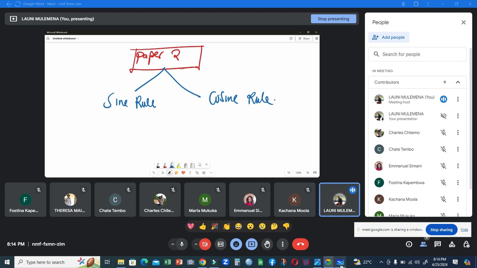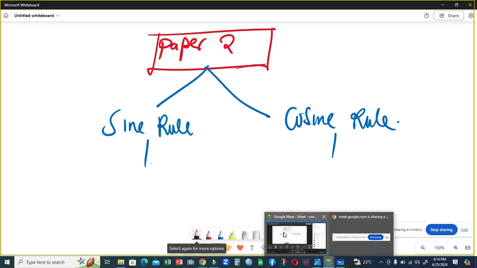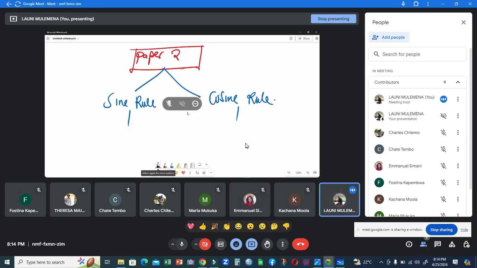In this rule, either sine rule or cosine rule, they can ask you to calculate the angle or a side, regardless of the rule which they will use. This simply implies that you need to develop an ability to identify, to say, in this question I need to use a sine rule, not a cosine rule. If you won't have that ability of identifying, then you cannot calculate.